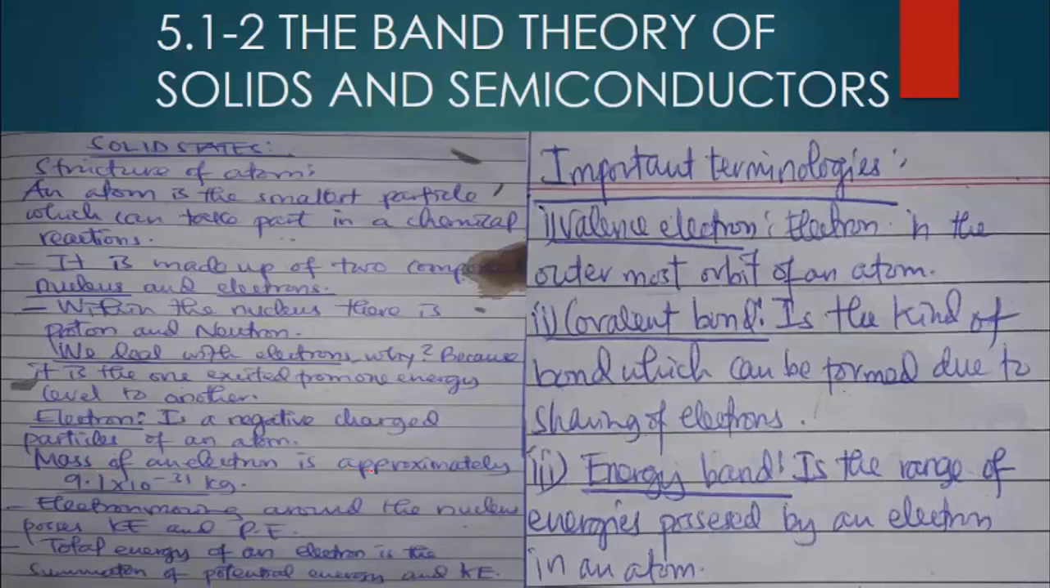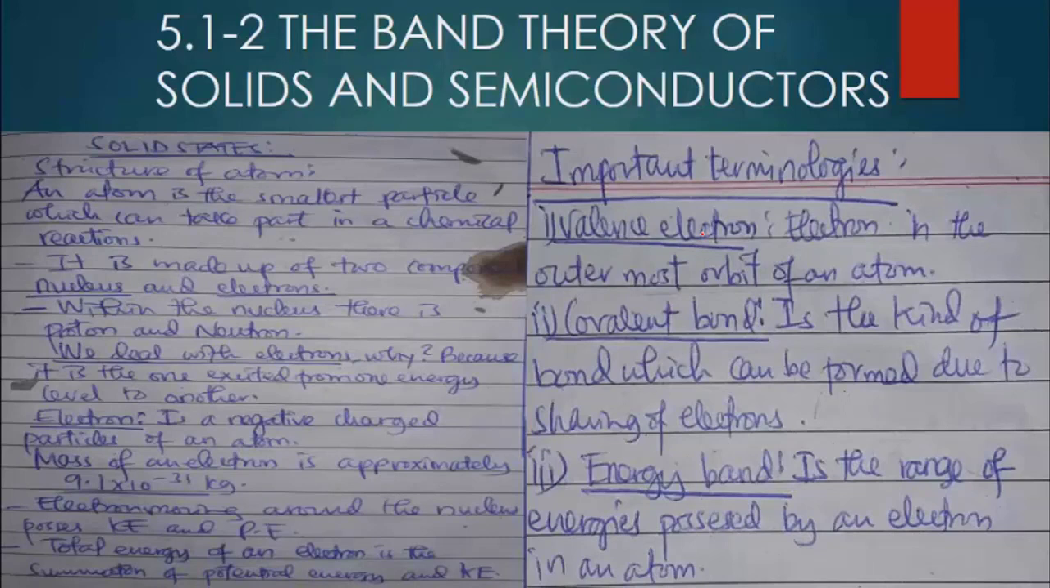And the mass of the electron is approximately 9.1 times 10 power negative 31 kilograms. Electron moving around the nucleus possesses kinetic energy, potential energy. These are just basics. You see, just a revision. Total energy of electron is the summation of potential energy and kinetic energy at any point. So as far as our topic is concerned, we shall have the following important terminologies.